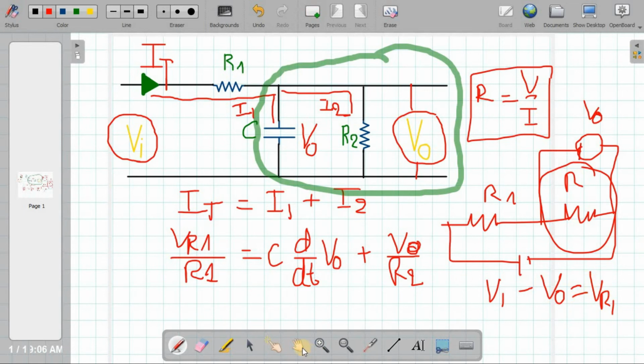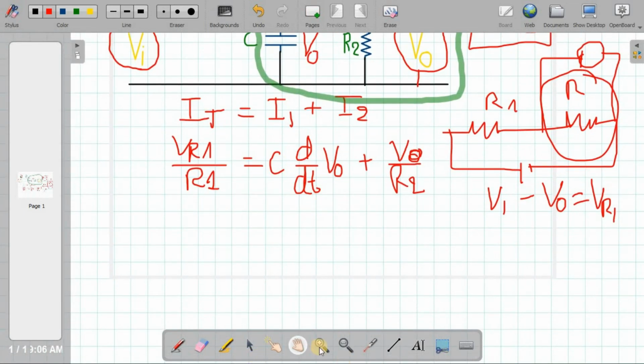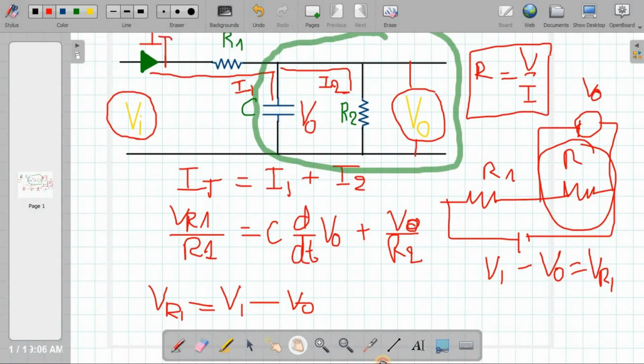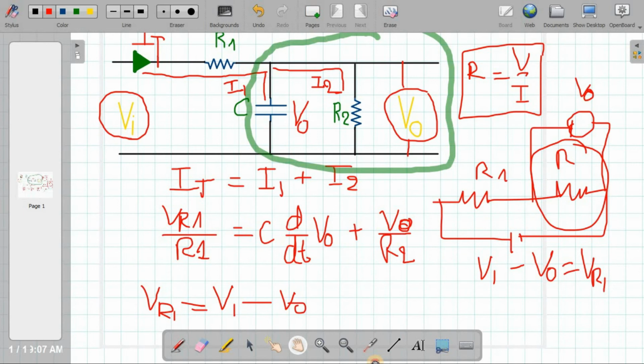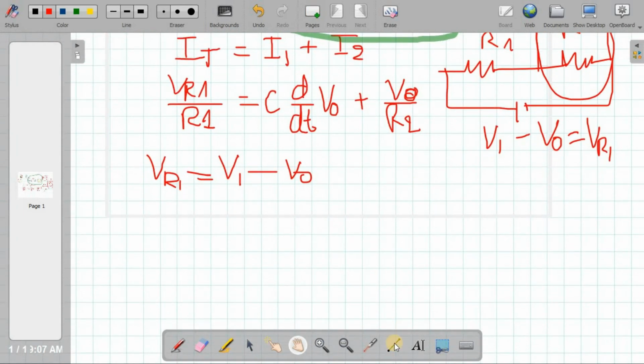So guys, let's go back. I can say VR1 is equal to the voltage in minus the voltage out. So the voltage of these two components, the resistor and the capacitor, which means the voltage total minus the voltage of the resistor and the capacitor. Here I have my VR1. So I can deduce this in my equation.